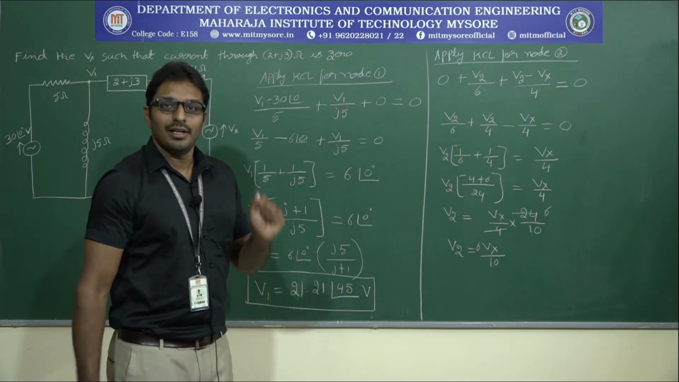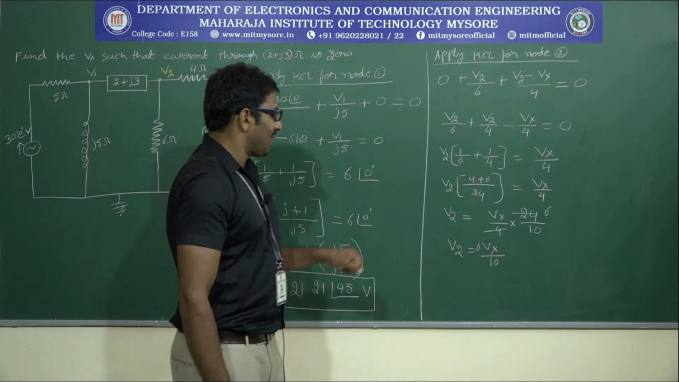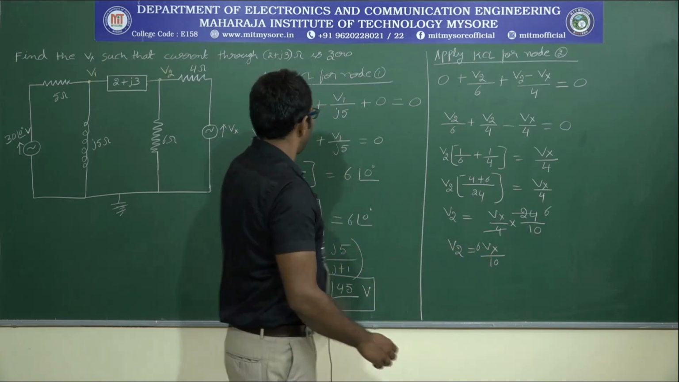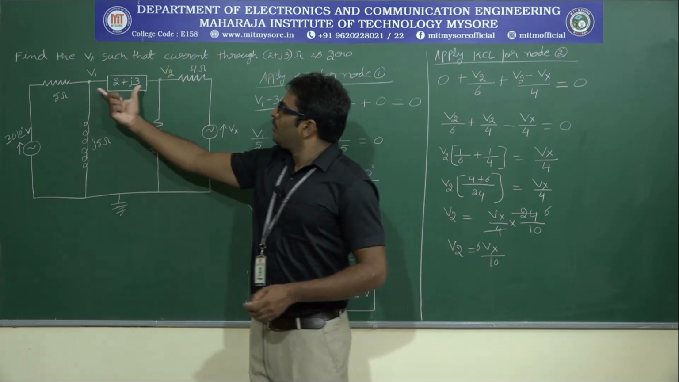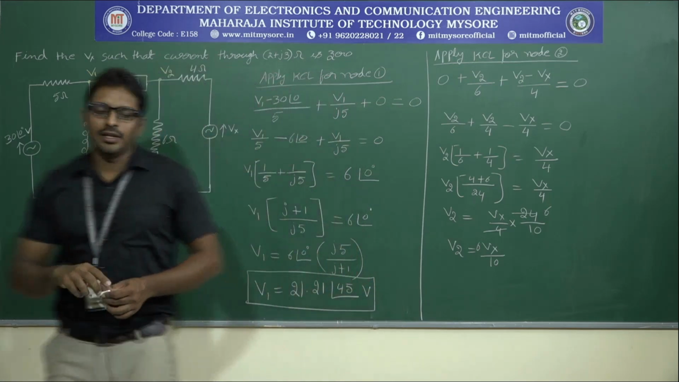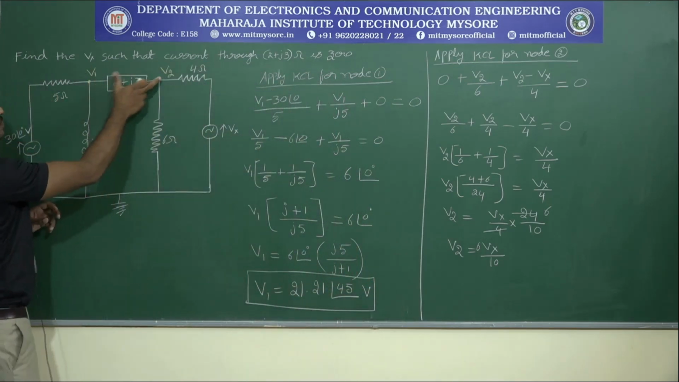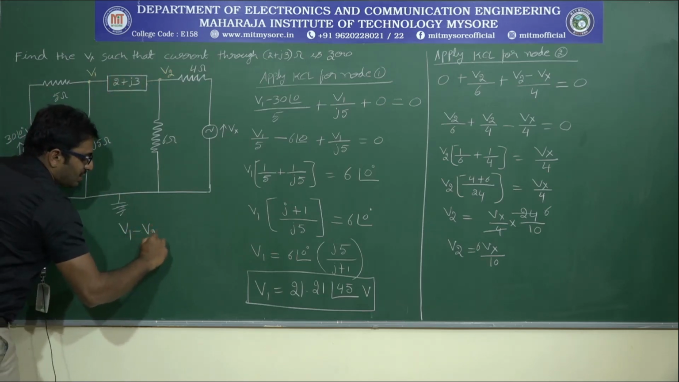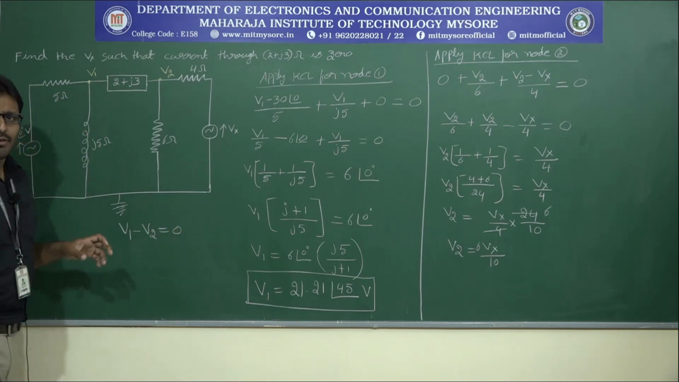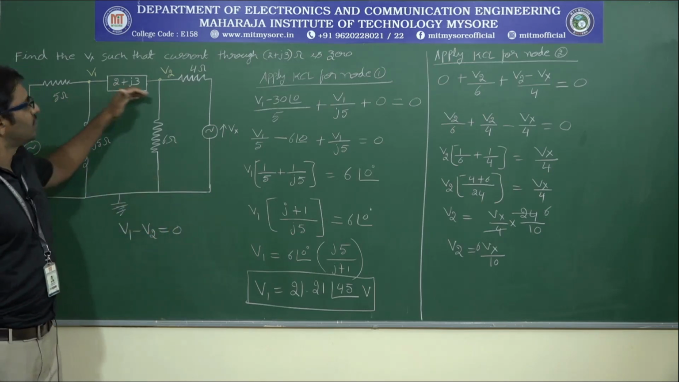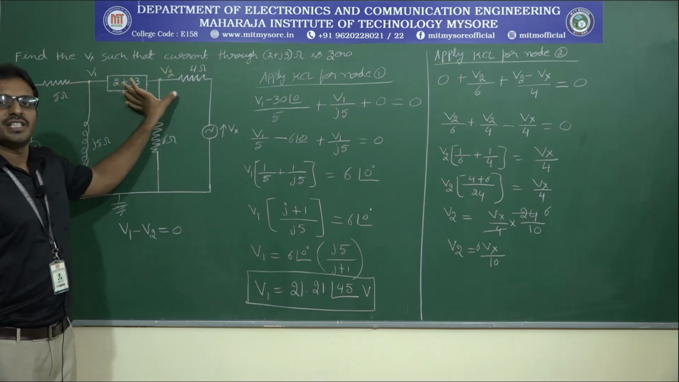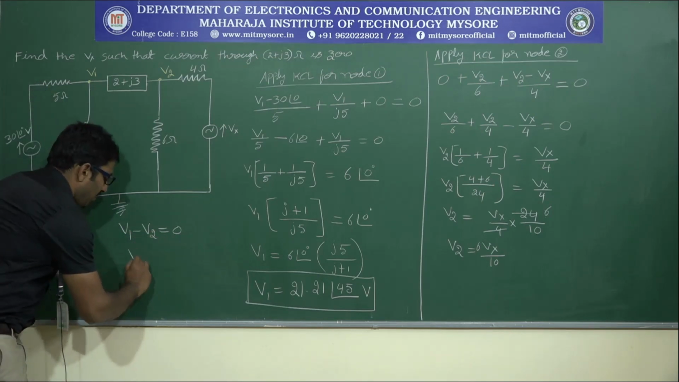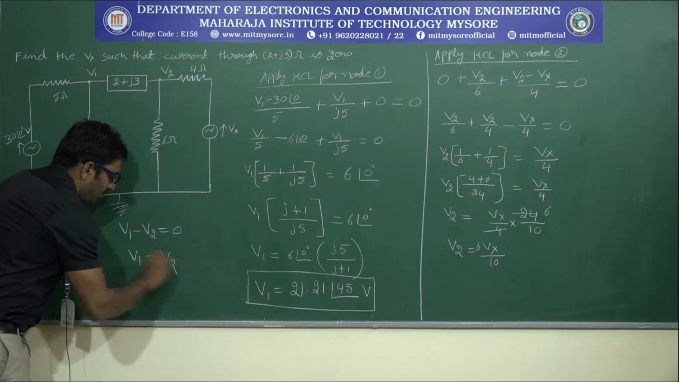So we have to calculate Vx, right? In order to calculate Vx, first we need to calculate V2. But from the diagram, the current through this branch is 0. Why? Because the potential difference between these two is equal to 0. V1 minus V2 is equal to 0. Why is current not able to flow through this branch? Because the potential difference is 0. How can we write that? V1 minus V2 is equal to 0. Therefore, V1 is equal to V2.